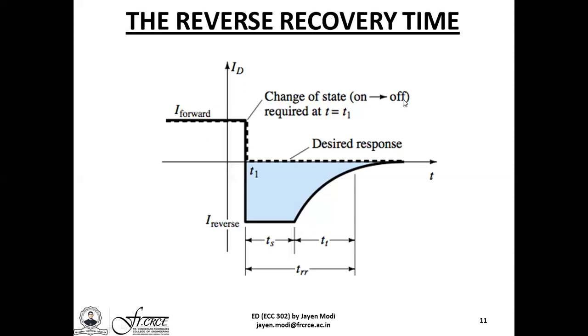So what you see is that the reverse recovery time, given by TRR, is actually composed of two subtimes. One is the storage time given by TS, and the other is called the transition time given by TT. So TRR is equal to TS plus TT. The reason for this reverse recovery time is that during the forward bias mode of operation, diffusion takes place. You have holes moving from the p-type material to the n-type material, and you have electrons moving from the n-type material to the p-type material.